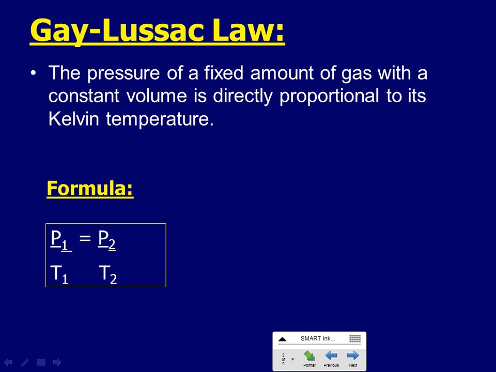But the law is the pressure of a fixed amount of gas with a constant volume, the pressure is directly proportional to the temperature. And again, it has to be Kelvin. 0 Kelvin, theoretically, no collisions with the wall, 0 pressure. Yep? So you could put pressure on the container, temperature would go down.